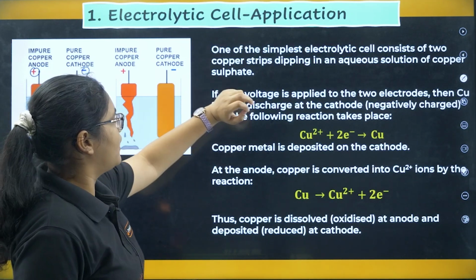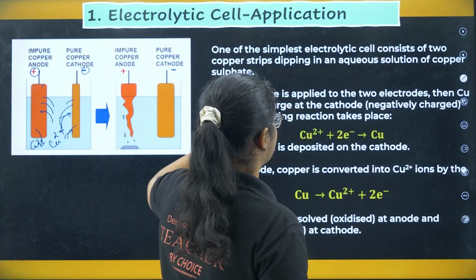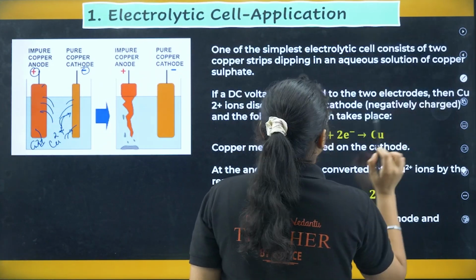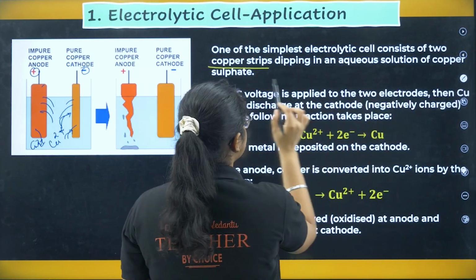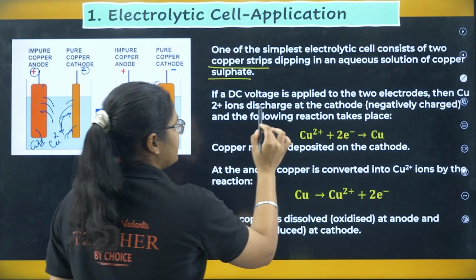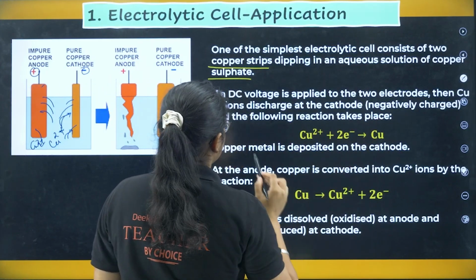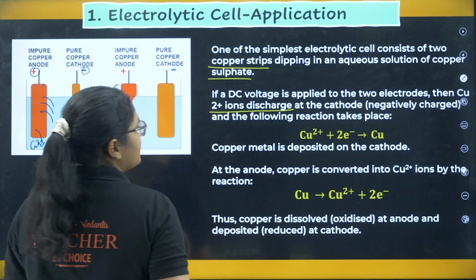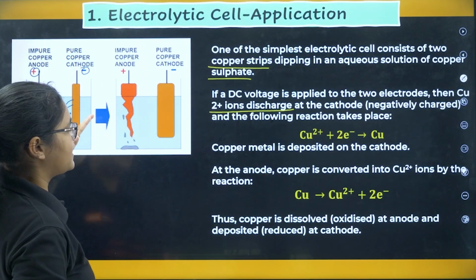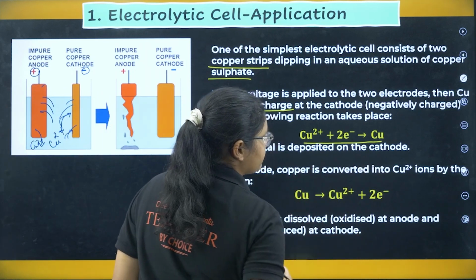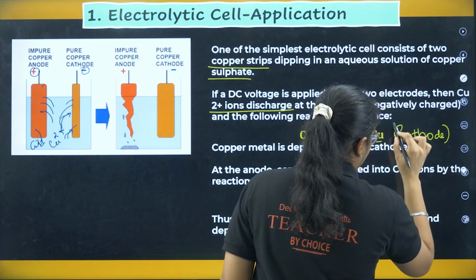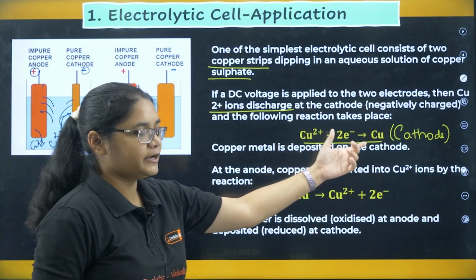So you can see we have taken the simplest electrolytic cell, which consists of two copper strips dipping in a solution of aqueous copper sulfate. If a DC voltage is applied to the two electrodes, then Cu2+ ions discharge at the cathode. So when you give current, the Cu2+ ions discharge here at the cathode, right? This is the reaction at the cathode. Then copper metal is deposited on the cathode.